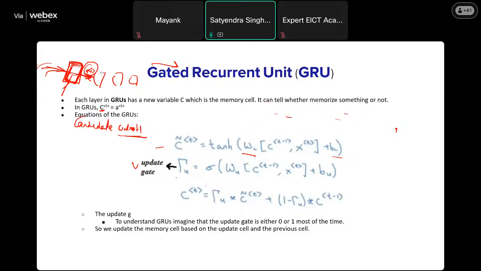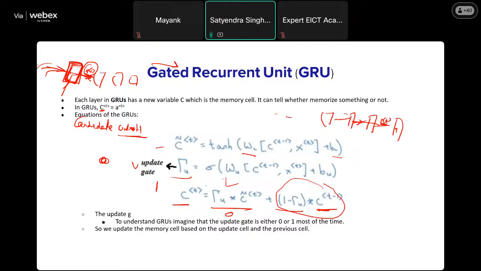If you have update gate value 0, what happens? This term becomes 0, and this is nothing but ct minus 1. So your ct, which is the context vector from the current RNN unit, is nothing but the context vector from the previous RNN unit. So you are not updating with the new information. And if it is 1, then you are not taking the previous information, you are only taking the new context information.